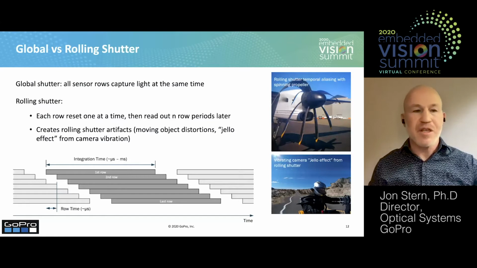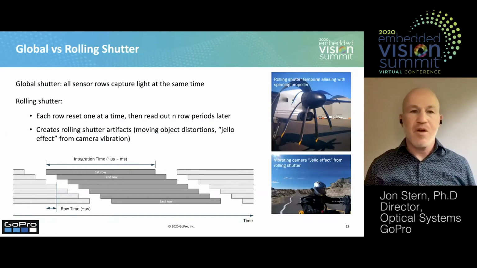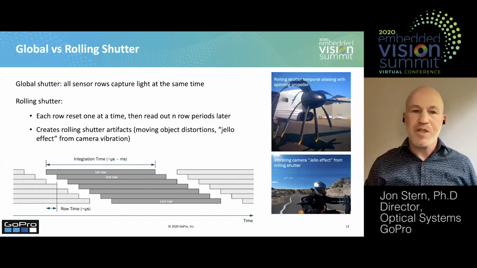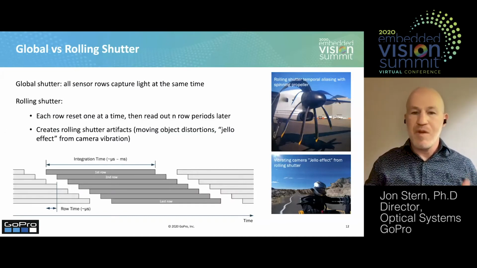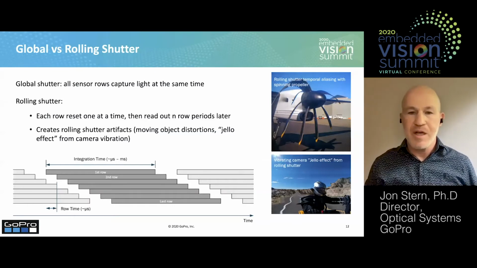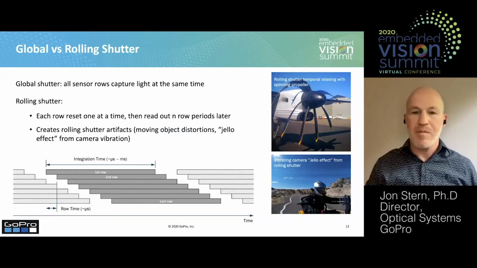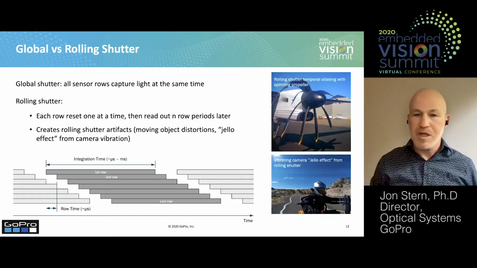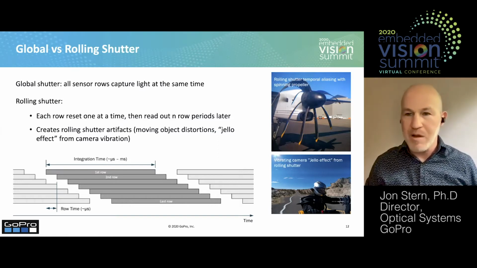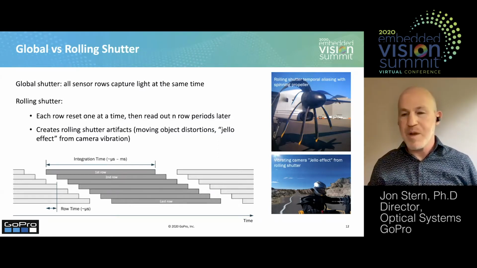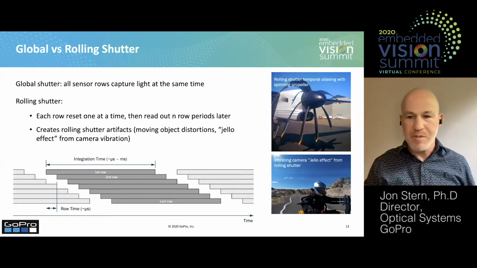We have two types of shutter control on CMOS image sensors, global shutter and rolling shutter. In global shutter, all sensor rows capture light at the same time. In rolling shutter, we reset one row at a time and then read each row out n row periods later. And the integration time, exposure time, is the row period multiplied by n. This creates some rolling shutter artifacts, moving object distortions. If you look at the picture on the upper right there, that's not a melted propeller. It's actually a temporal aliasing of the spinning propeller with a rolling shutter CMOS image sensor.